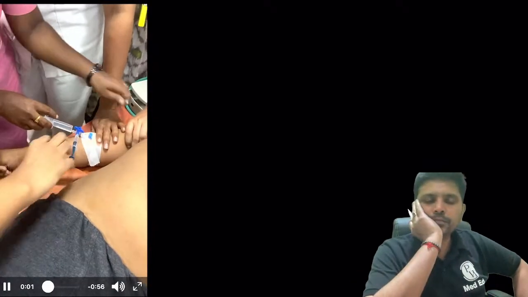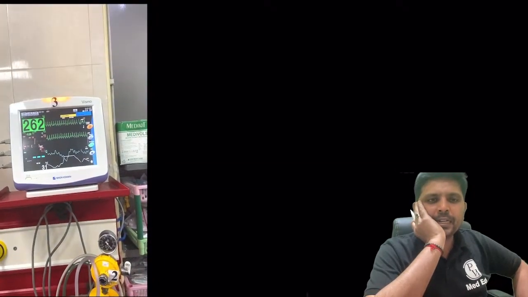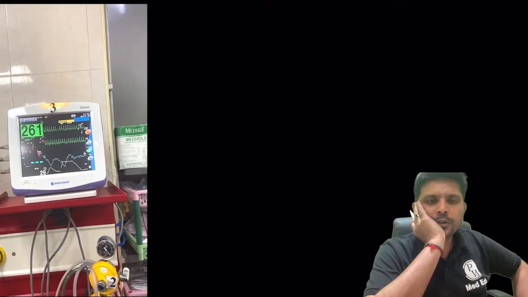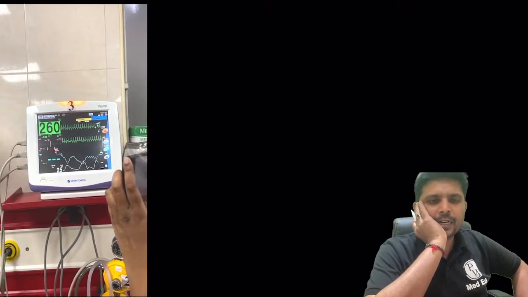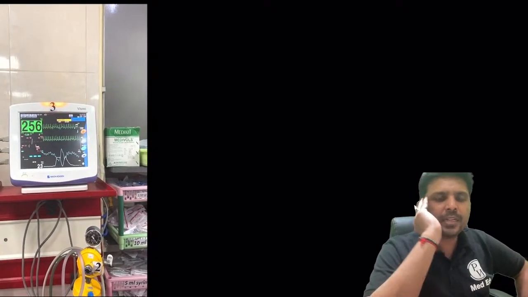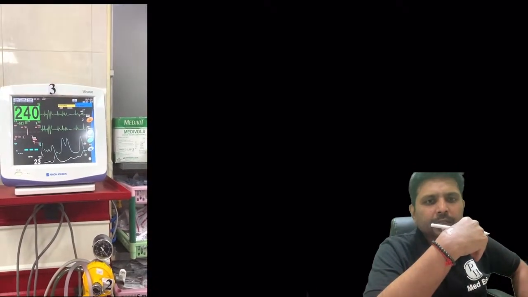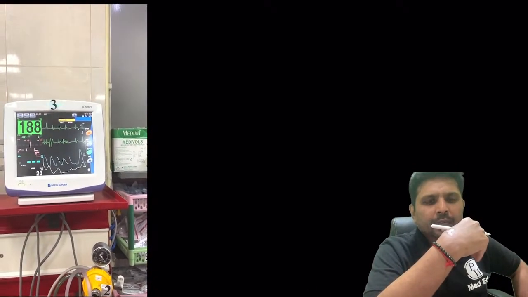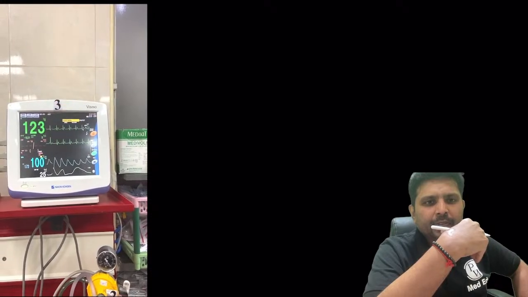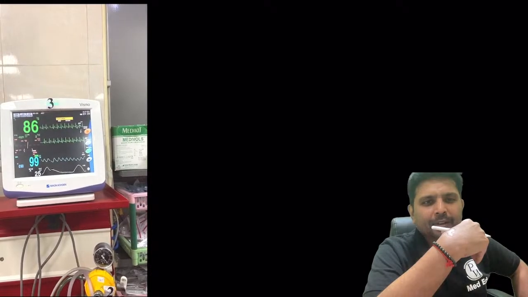Look at this. What is happening to the child? The heart rate is 262. Narrow QRS complex. Heart rate 262. Narrow QRS complex. Absent P waves. Oh, what is happening now? Look at this. The rate is gradually decreasing. The rate has become 100. I could see the presence of P waves.